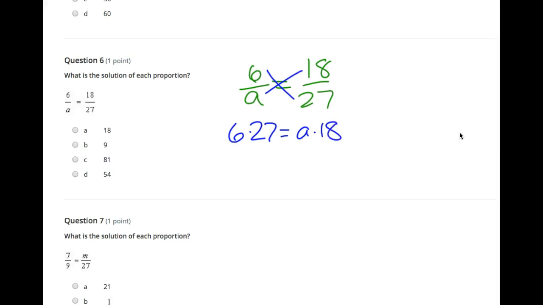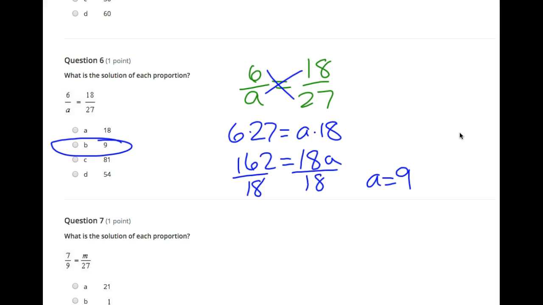I know that 6 times 27 is 162. I plug that in. This becomes 18A. Divide both sides by that 18, and A is just 9. Nothing more tricky than that. My answer is just 9.